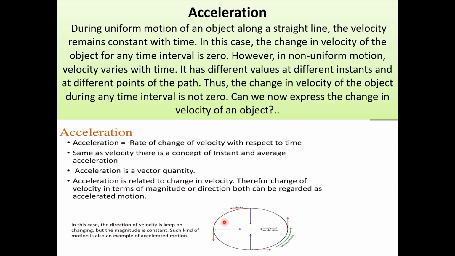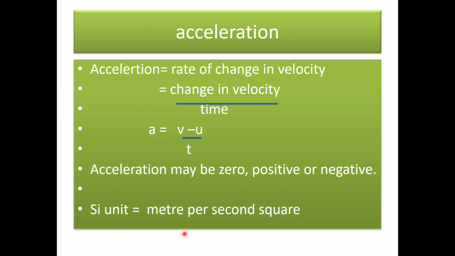So in this circular path, at each point the velocity is changing as it is changing the direction. So such type of motion is called accelerated motion. At the same rate the velocity is changing, it means it is uniform accelerated motion.